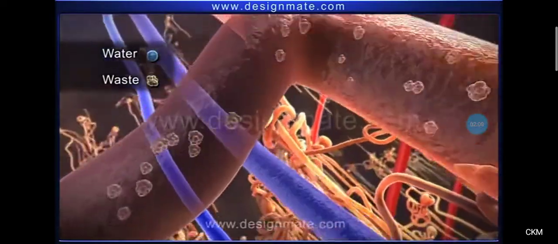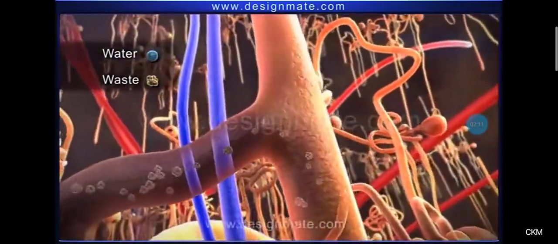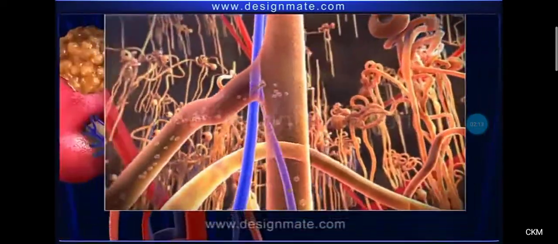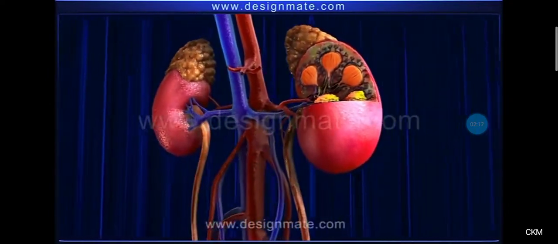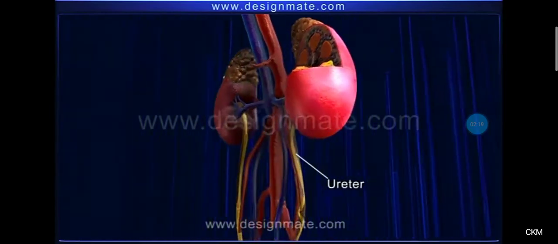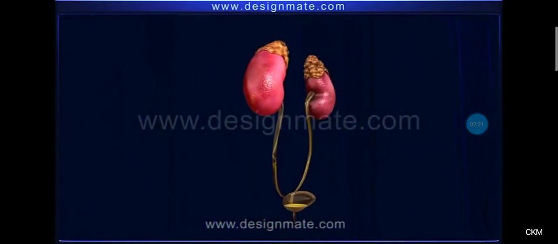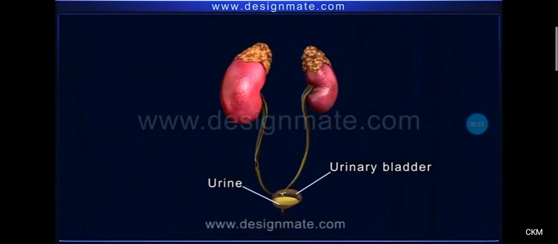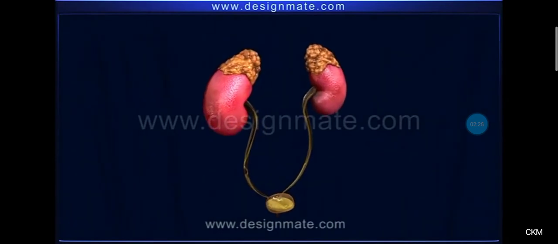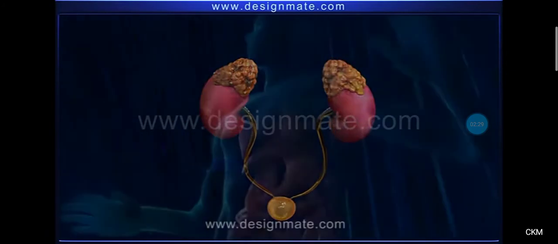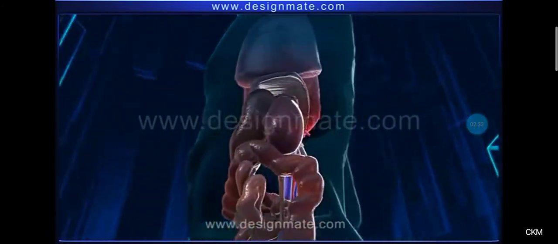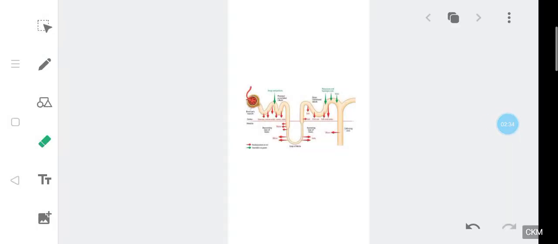collecting duct, and the material which moves further is known as the urine. And then the urine passes towards the pelvis, then from the pelvis to the ureter, and then from the ureter to the urinary bladder. When the urine fills the urinary bladder, it is discharged through a tube known as the urethra.